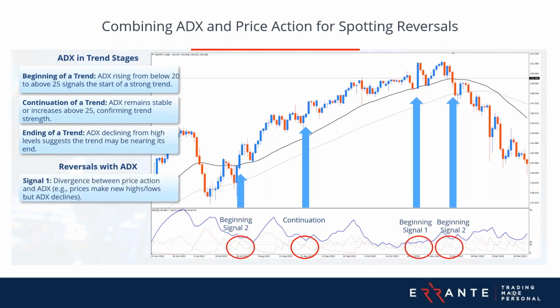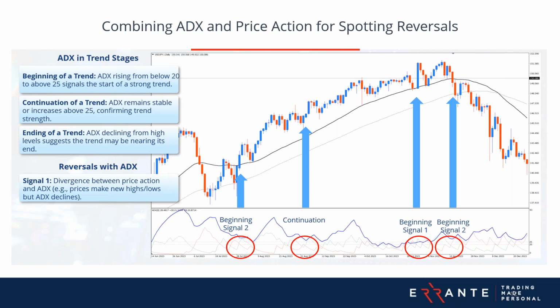First of all, look for divergence between price action and the ADX. For instance, if prices are making new highs or lows, but the ADX is declining, it could indicate that the trend's strength is waning, suggesting a possible reversal.